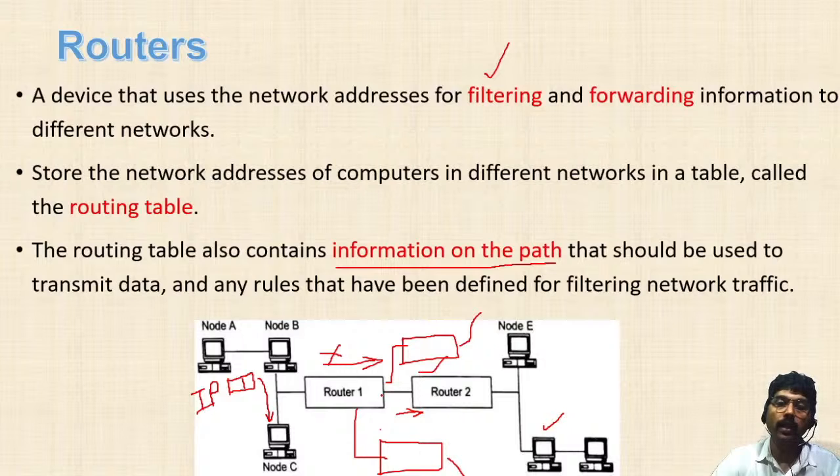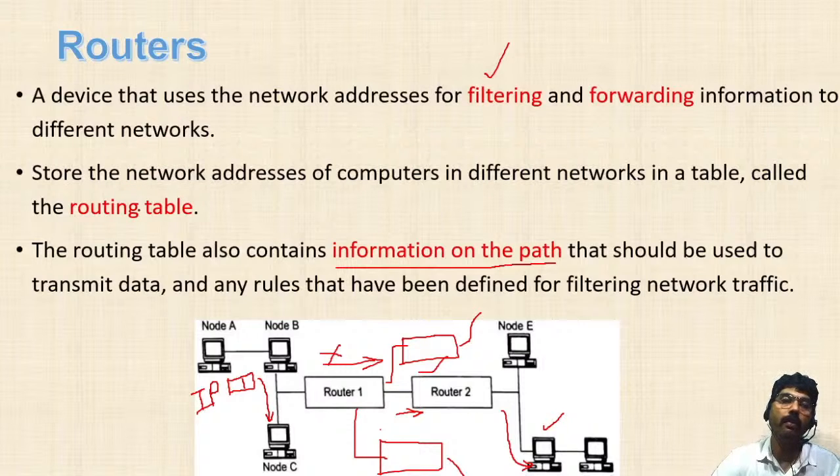this router 1 transmits to router 2 because it already knows that if the packet is sent here, it reaches the destination. So it will send it to router 2, and router 2 knows that node D is available here, so the packet is sent here. So this is the work of routers.